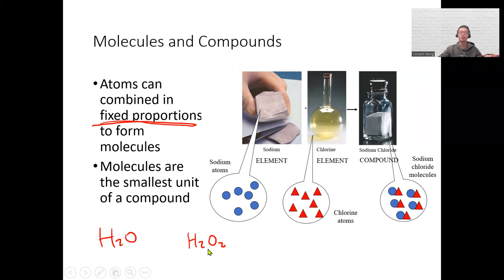We for sure cannot drink this stuff. So an extra oxygen completely changes the property. It becomes something else. If someone tries to sell you H3O, don't drink it. H2O is the real stuff, fixed proportion.